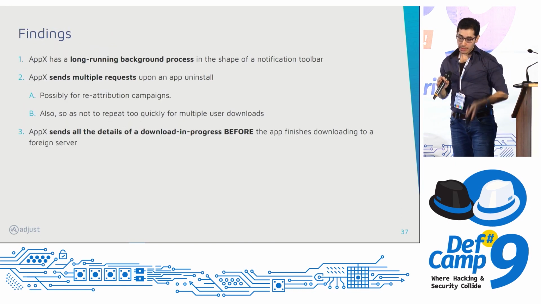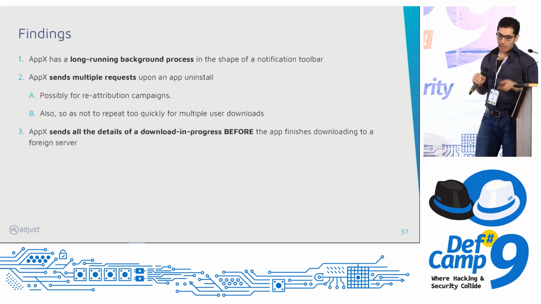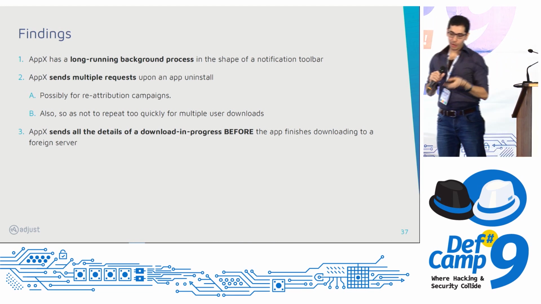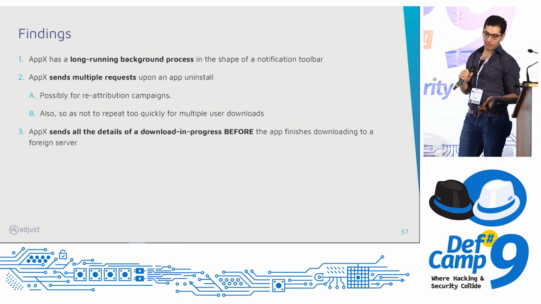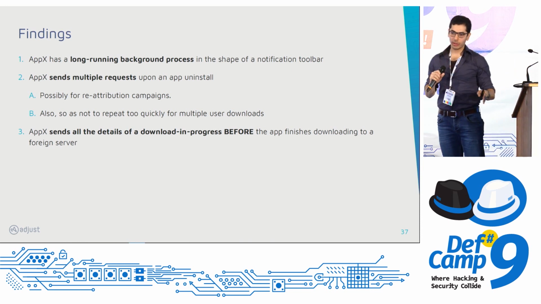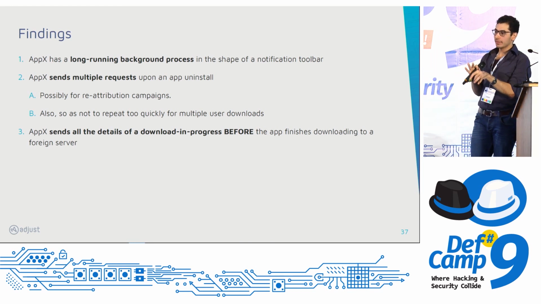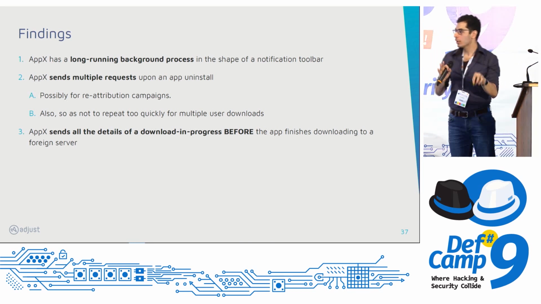So, findings. This is a summary of what we just talked about. The app is conscious, loosely conscious, of app install and app uninstall. It has a long-running background process in the form of a notification toolbar, and it is capable of sending all the details of a download in progress before the download has finished.